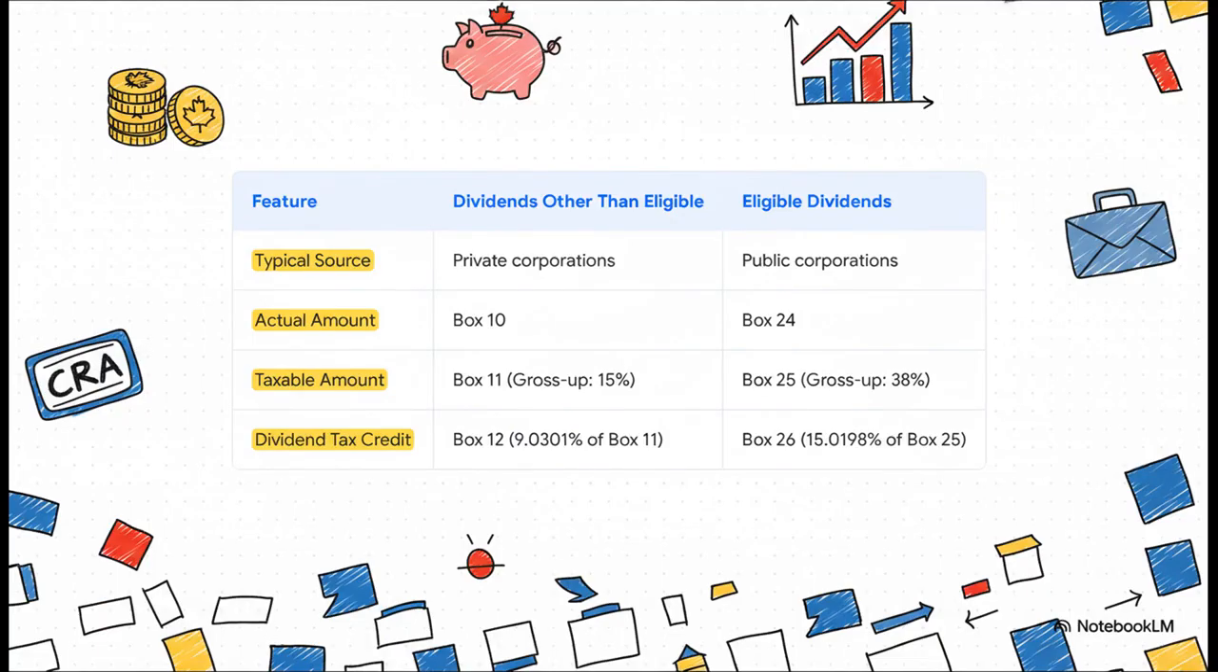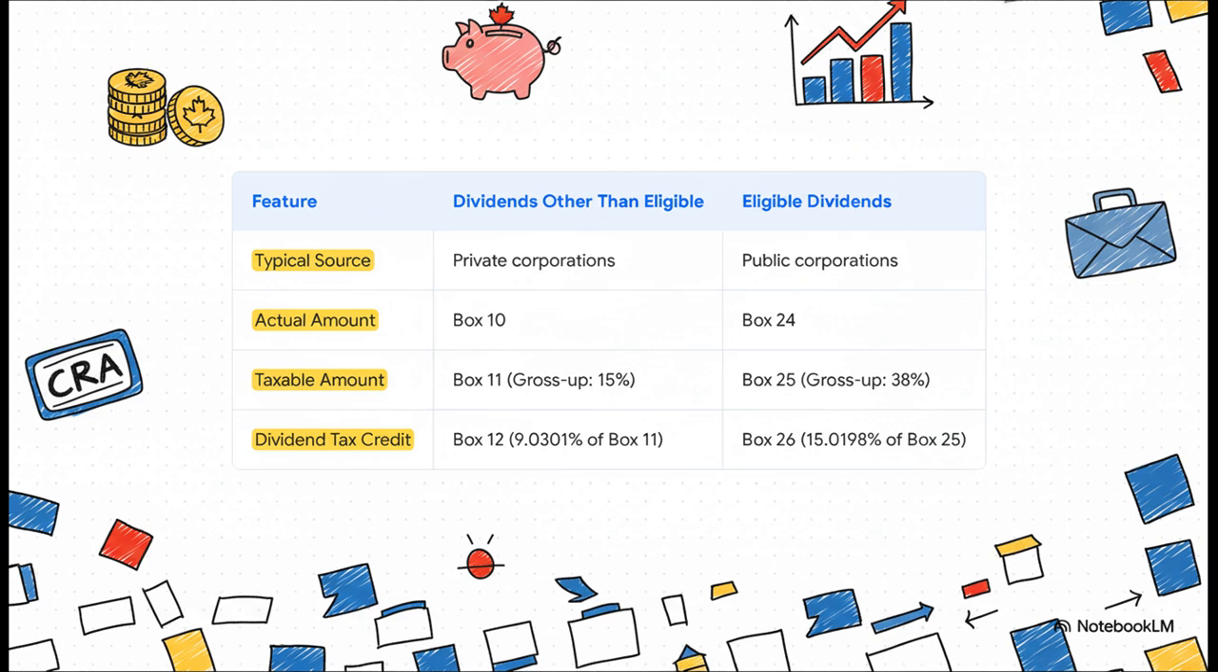This table really puts it all into perspective, doesn't it? You can see the different sources, the different boxes, the different gross-up rates all side by side. For you, as future tax professionals, memorizing this is, well, it's not optional. This is your bread and butter. And like I said, this whole system, with its gross-ups and credits, is what we call tax integration.